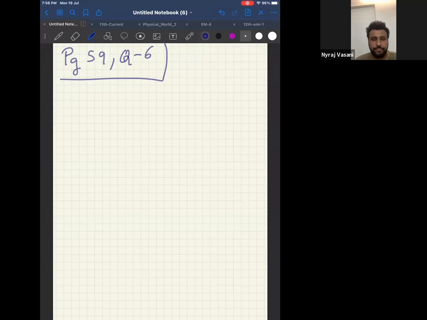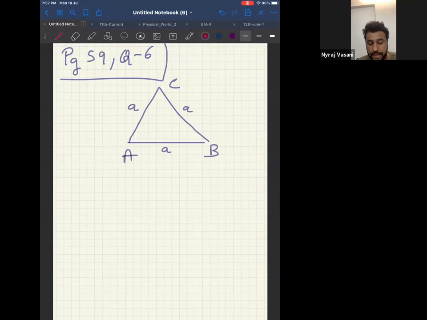I'll start with the basics. Let's see whether you get it. Equal charges Q are placed at the vertices A and B of an equilateral triangle ABC of side A. Now I'll take an equilateral triangle ABC which is having a side A, and equal charges Q are placed at vertices A and B. That means at vertex A there is a charge Q, and at vertex B also there is a charge Q.